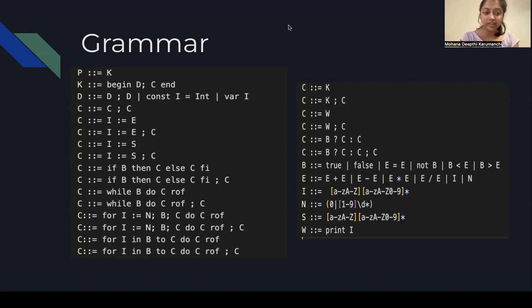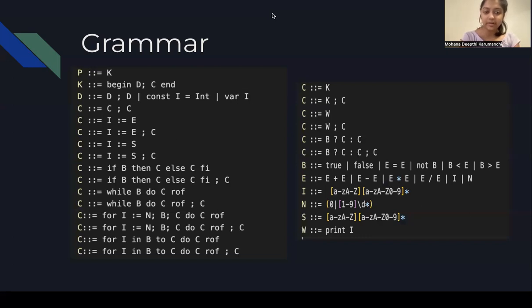Arithmetic expression E. An arithmetic expression is defined by the production rule E. It consists of multiple arithmetic expressions separated by operators such as addition, subtraction, multiplication, and division. An arithmetic expression can also consist of an identifier or a number. A Boolean expression is defined by the production rule B. It can consist of Boolean values such as true or false, comparison between arithmetic expressions using operators such as equals, less than, or greater than, or logical operators such as not.